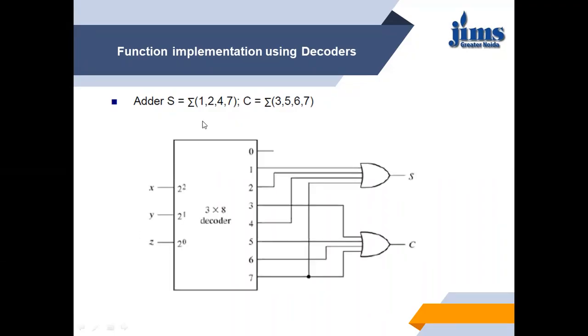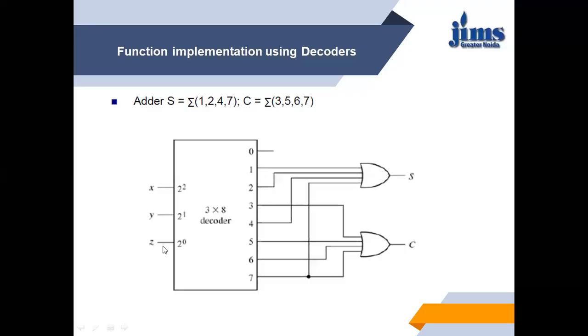We have used a 3:8 line decoder. X, Y, Z, where X is the MSB. X, Y, Z are the 3 inputs. Then the operation will be X plus Y plus Z and the output will be sum and the carry. So what we do, we have 8 outputs D0 to D7. Whichever minterms is present in the summation. So in the sum, it has 1, 2, 4, 7. So we use 1, 2, 4 and 7. We take an OR gate and put it as sum.